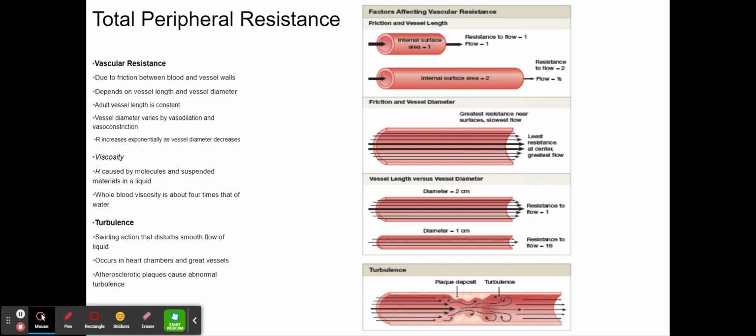The total peripheral resistance of the cardiovascular system reflects a combination of factors: vascular resistance, blood viscosity, and turbulence. Vascular resistance, or the force that opposes blood flow in the blood vessels, is the largest component. The most important factor in vascular resistance is the friction between blood and the vessel walls. The amount of friction depends on two factors: the vessel length and the vessel diameter. In adults, the vessel length can increase or decrease gradually when individuals gain or lose weight, but on a day-to-day basis, this component of vascular resistance can be considered constant.